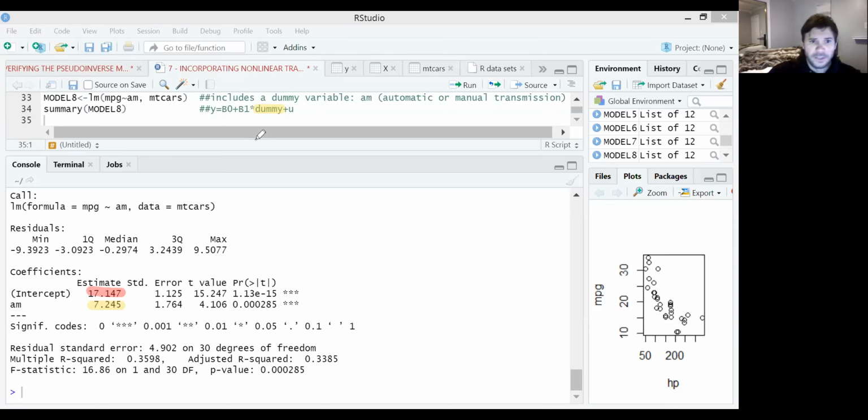So this was a quick look at how to take some nonlinear transformations in R and specifically how to interpret those log transformations in those 4 cases of level-level, level-log, log-level, and log-log models there. Hope that was useful, and stay tuned for more.